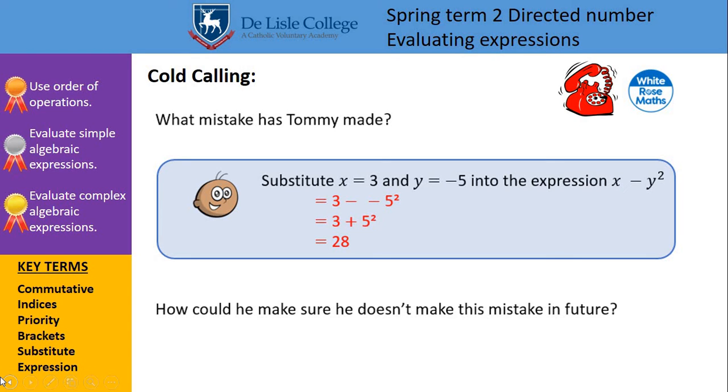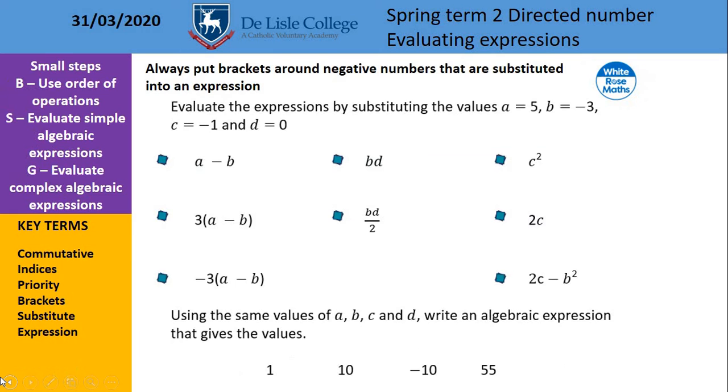Okay. What they've done is they've done the 5 squared, which is 25, then put the negative in afterwards. So to not make that mistake in the future, Tommy would need to put brackets around the minus 5. Okay, so always put brackets around negative numbers that are substituted into an expression. Makes the whole thing a lot simpler for you.